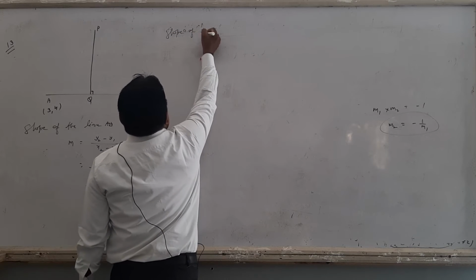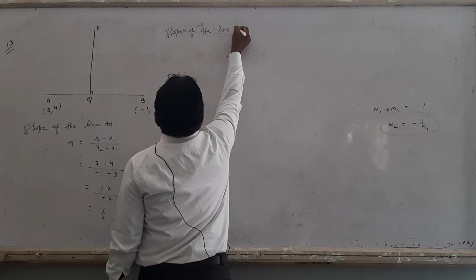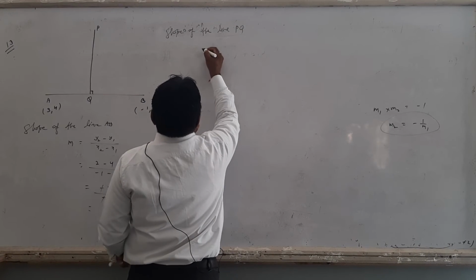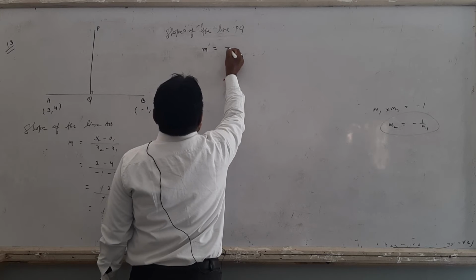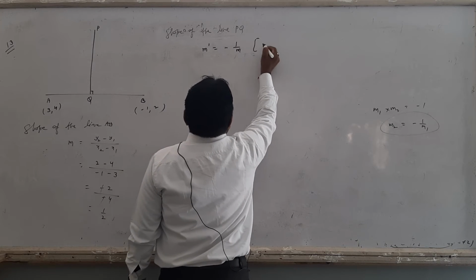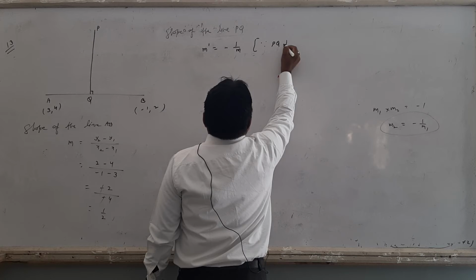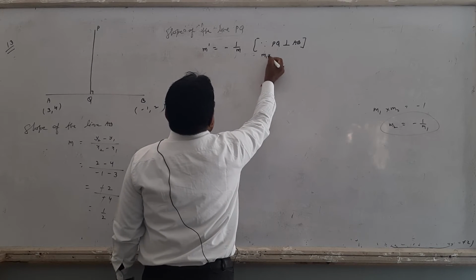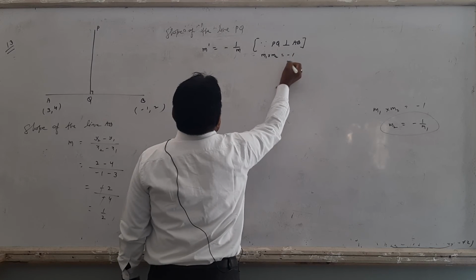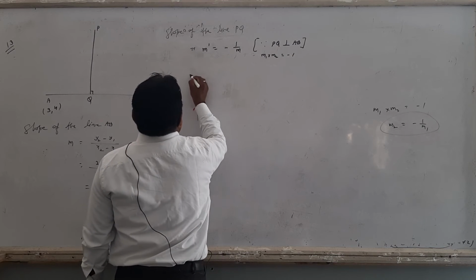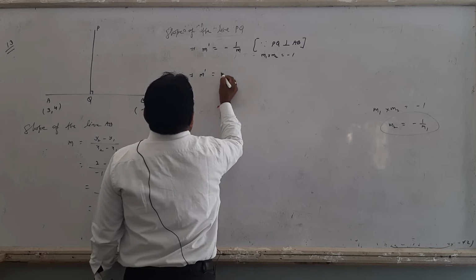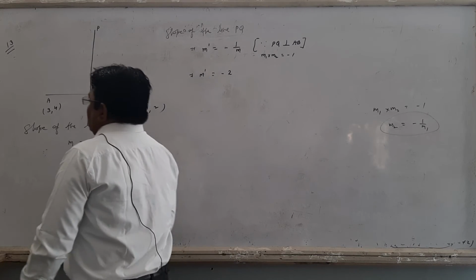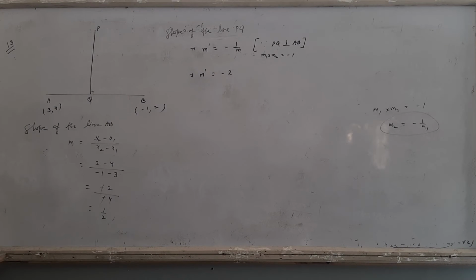So what is the slope of the line PQ? That means reciprocal and sign change, denoted by m dash equals -1 upon m. Why? Since PQ is perpendicular to line AB, and for 2 perpendicular lines the condition is m1 m2 equals -1. So that means m dash equals the reciprocal of 1 upon 2, which is 2, and sign change, so this is negative. So this is the slope of line PQ: -2.